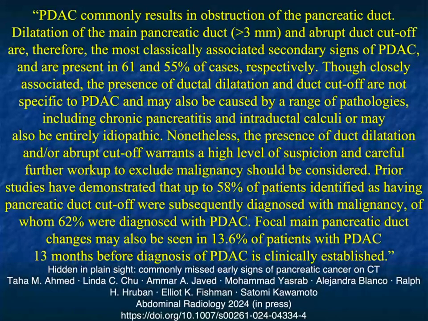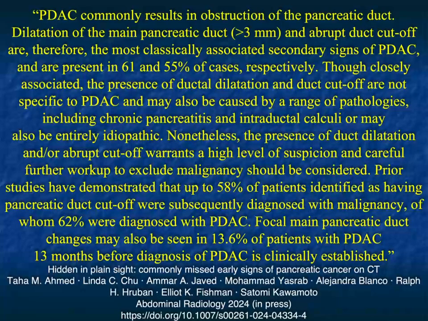Now, we also speak, again, I mentioned about the pancreatic duct. 3 millimeters or greater or abrupt cutoff are the most classic signs for PDAC, but it's only in about 60% of cases at most. Though closely associated, the presence of ductal dilatation and duct cutoff are not specific, but can be caused by other pathologies, such as chronic pancreatitis. But again, you need to be evaluating these patients. What we see happen often is someone will just mention the duct or not mention it and won't suggest follow-up. You need to look very carefully.